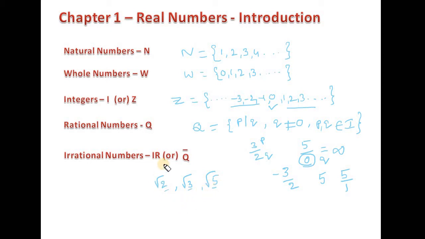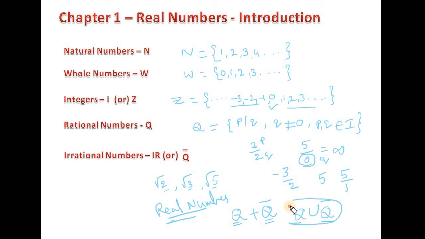Okay, so once you understand these definitions, we will see how real numbers get formed. Real numbers are a combination of rational numbers plus irrational numbers. Rational numbers are denoted by Q and irrational numbers by Q bar. If you want to write it in mathematical representation, you can write it as Q union Q bar. Union means this plus this. That is the meaning of union. You will come to know the union definitions also in our next classes.